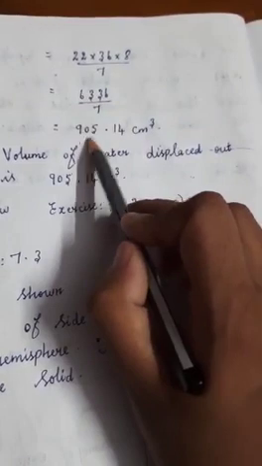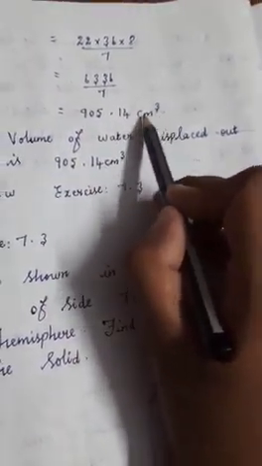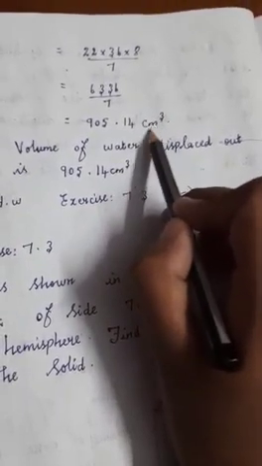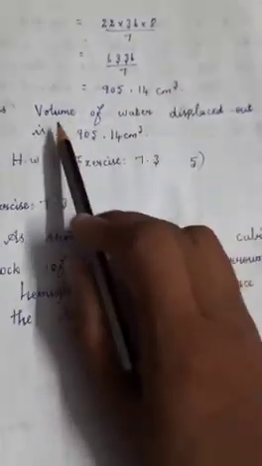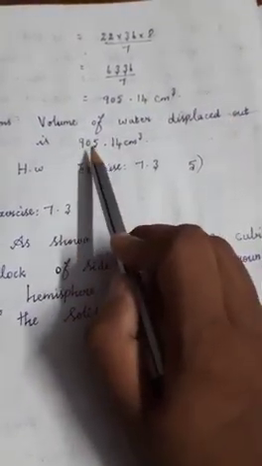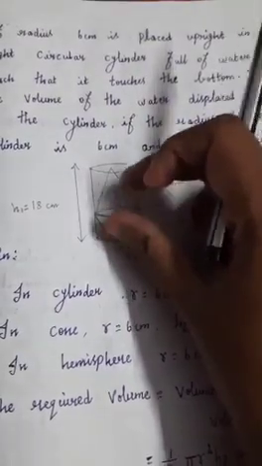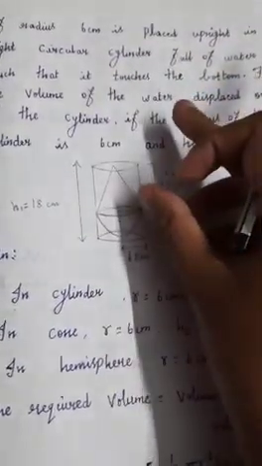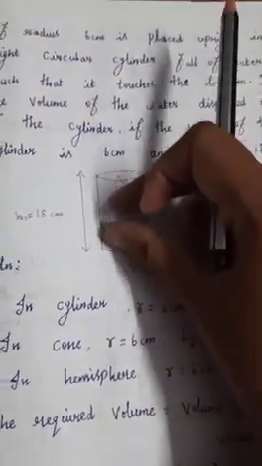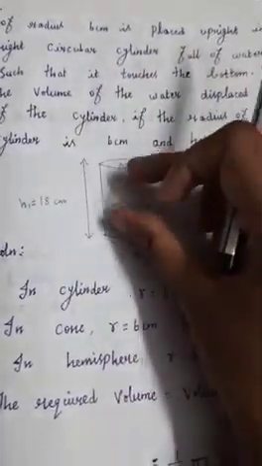After dividing by 7 we get 905.14. Volume only we have found, so that's why we have written the unit centimeter cube. So now we write the volume of water displaced out, that is 905.14 centimeter cube. Okay, keep it in your mind: when you press this combined solid, the water is displaced out. If you find this volume, you can tell how much water displaced out of the cylinder. Okay, thank you.